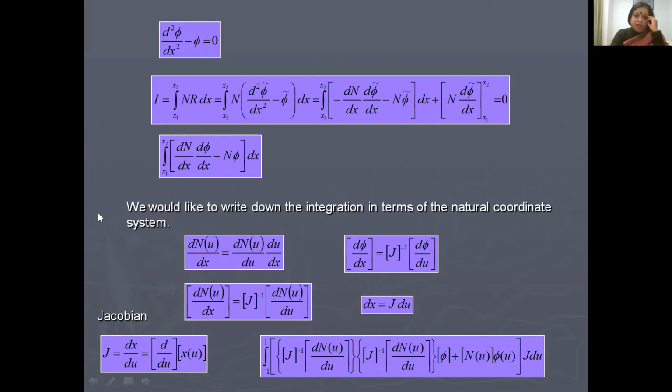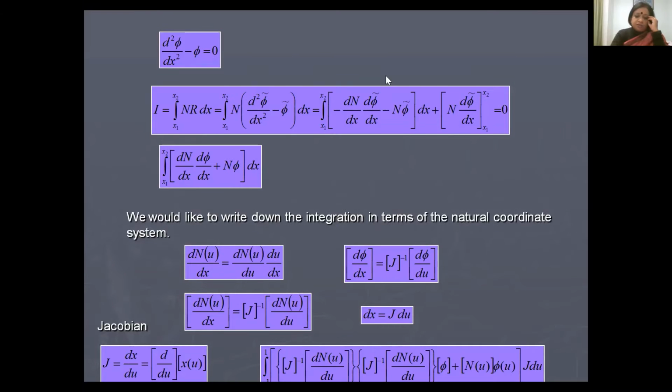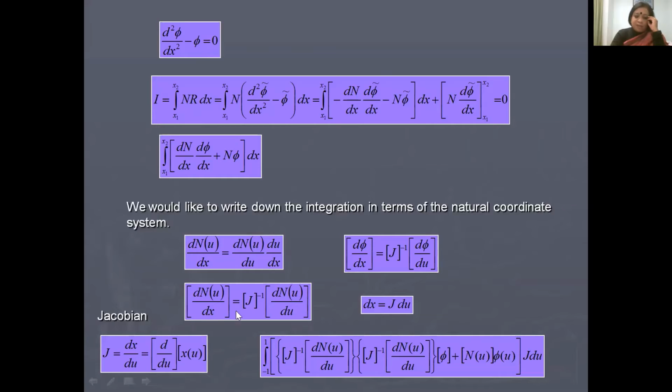So I need to evaluate dn dx. dn dx is equal to dn du into du dx. So let me do this. I write this in a matrix form as dn dx equals j inverse dn du. Here the matrix form doesn't make any sense because you only have one element, but you know that if you don't have a one-dimensional problem, you will have more than one element.